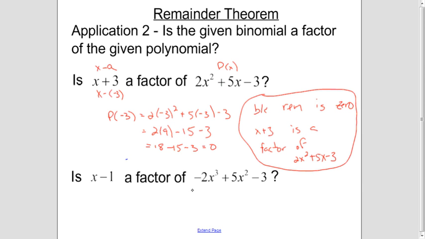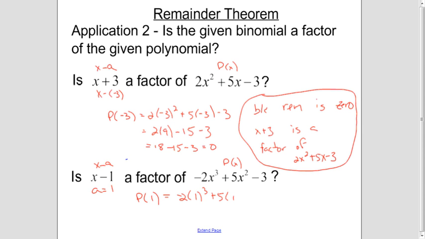Okay, and so in this next example, where it says is x minus 1 a factor of negative 2x cubed plus 5x squared minus 3, I'll call this polynomial p of x so that I can follow the model in the theorem. I'll call this binomial x minus a, therefore a equals 1. I will now do p at 1, which is usually a very easy evaluation to plug 1 or 0 in for something. In this case, I'm plugging in 1, obviously.